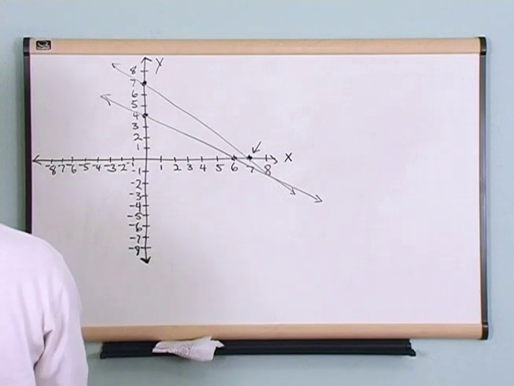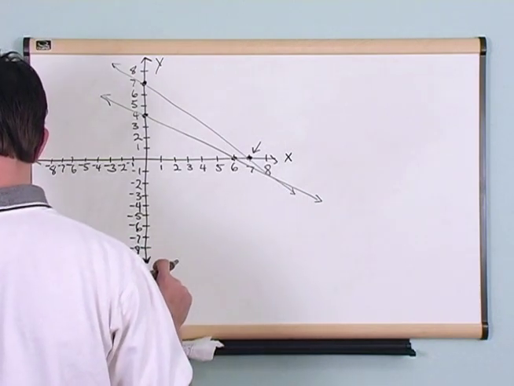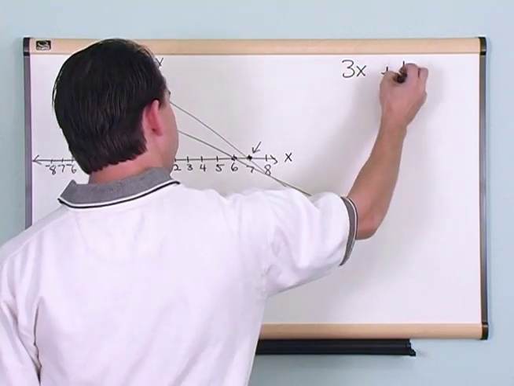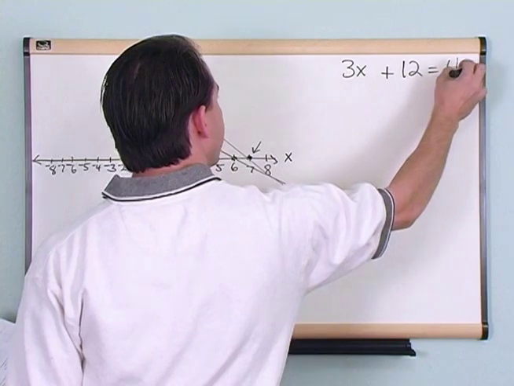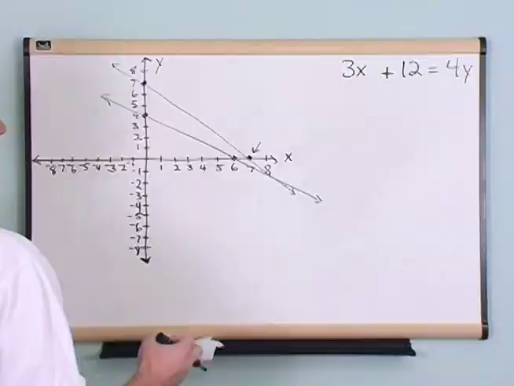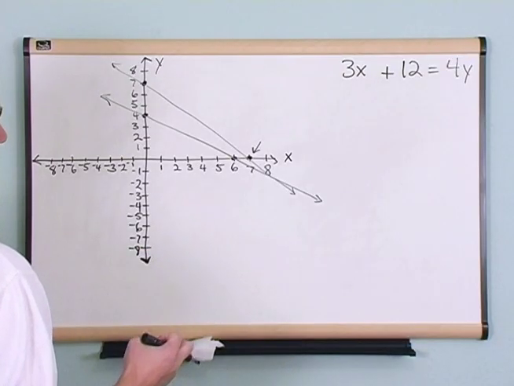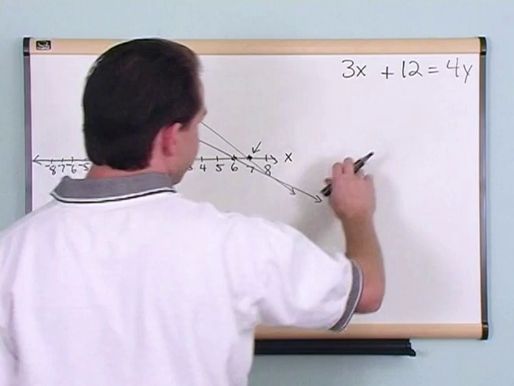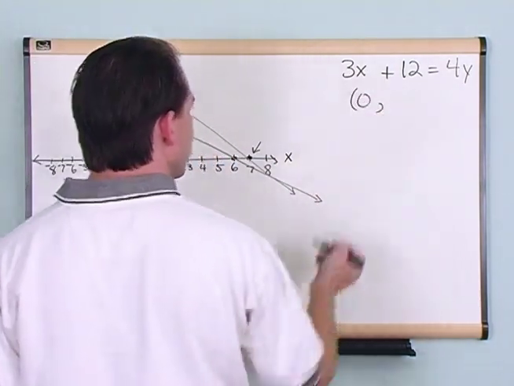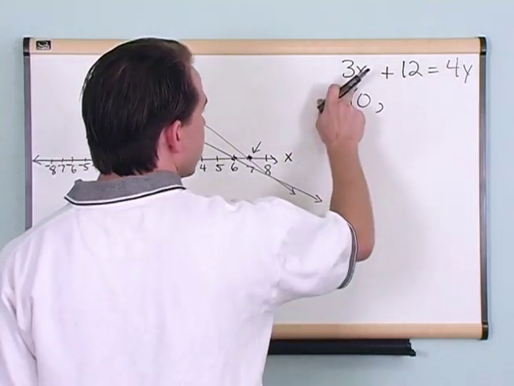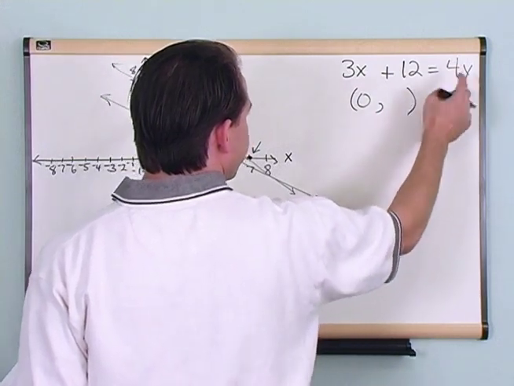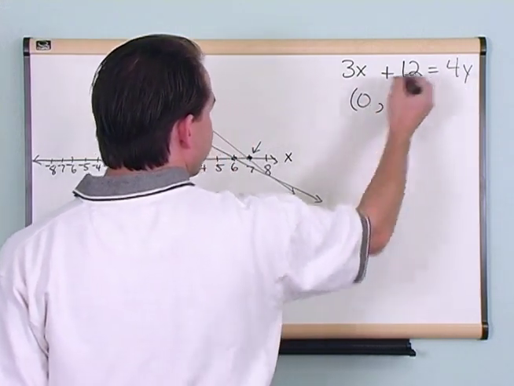Okay, let's do another one. We're just going to practice this a little bit here. Let's say 3x plus 12 is equal to 4y. Now, this is a very similar problem to the last one. It's just that things are rearranged a little bit. But you can do the same thing. I'm going to say, what if x is equal to 0? What do I have then? If x is equal to 0, I'm going to have 12 equal 4y. So I divide both sides by 4. I'm going to get 3. y is equal to 3.